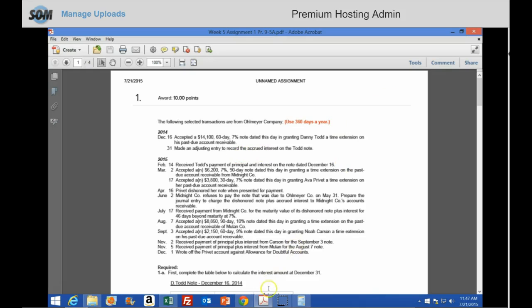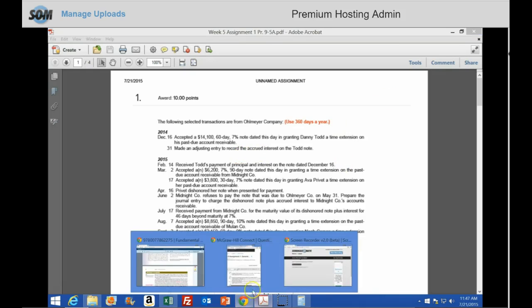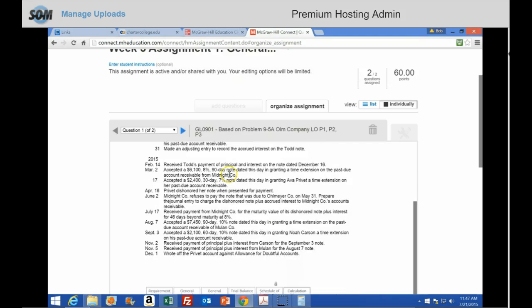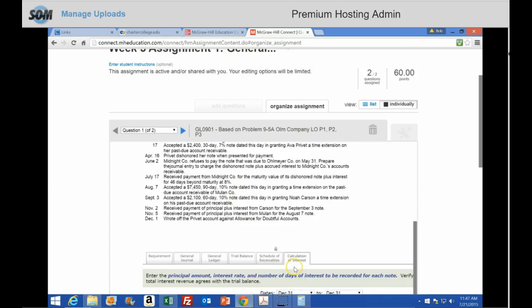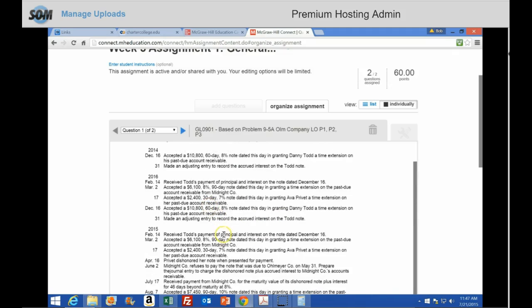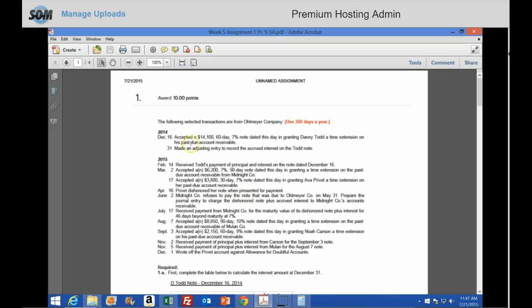If we look at this problem's version in Connect, you'll note that we have this tab at the end, which is going to be the calculation of interest. I suggest that we may want to do that first because it'll calculate the interest for us on all these calculations. Also note that in the Connect version of this, we're basically assuming that 2014 has happened and that we are just recording the entries for 2015.